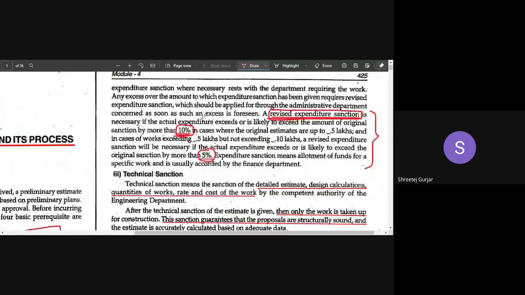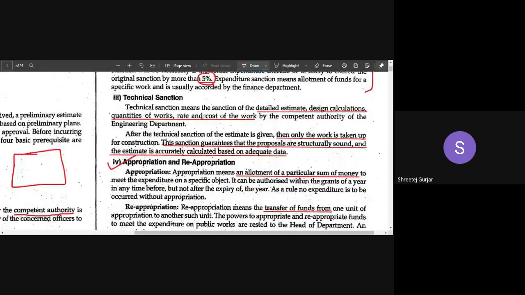Okay, so then moving on, once your financial approval is given, then technical sanction is to be given by the engineer, right? So the detailed estimate, the design calculation, the quantity of work, quantities, rate and cost, all of these are checked by the engineering department. If all of these are proper, and all the calculations and designs are correct, only then the work can be started in your field.